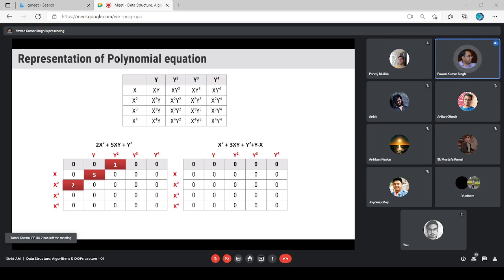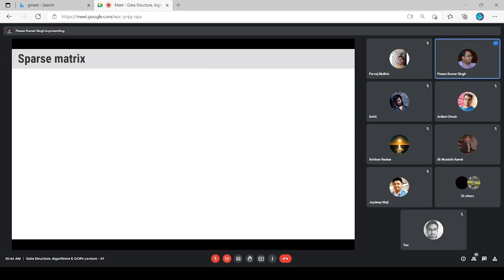Similarly, I have a polynomial equation like x square plus 3xy plus y square plus y minus x. So how would I represent x square, 3xy, plus y square, plus y and minus x? This is how you can represent the polynomial equation in the form of a matrix.